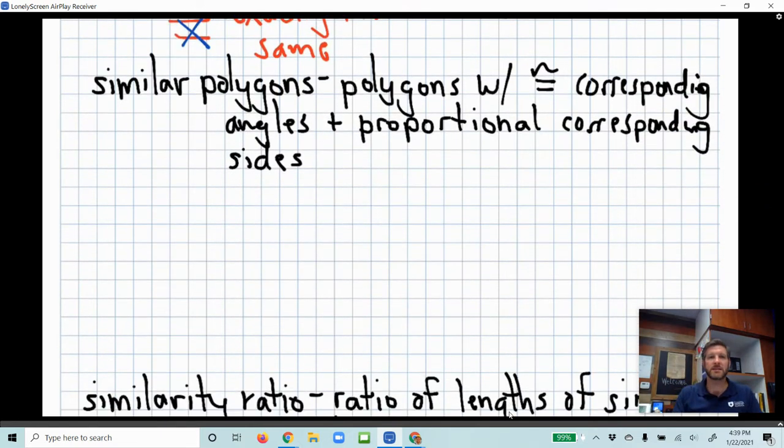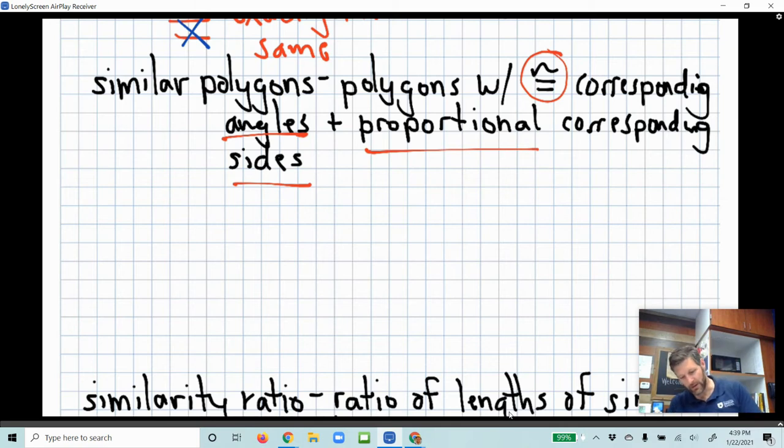So what do we mean then by similar polygons? Well, they're polygons whose corresponding angles are congruent. So the angles are congruent, whereas the sides are merely proportional. For example, I'll draw our triangles again. I might have my triangles here.